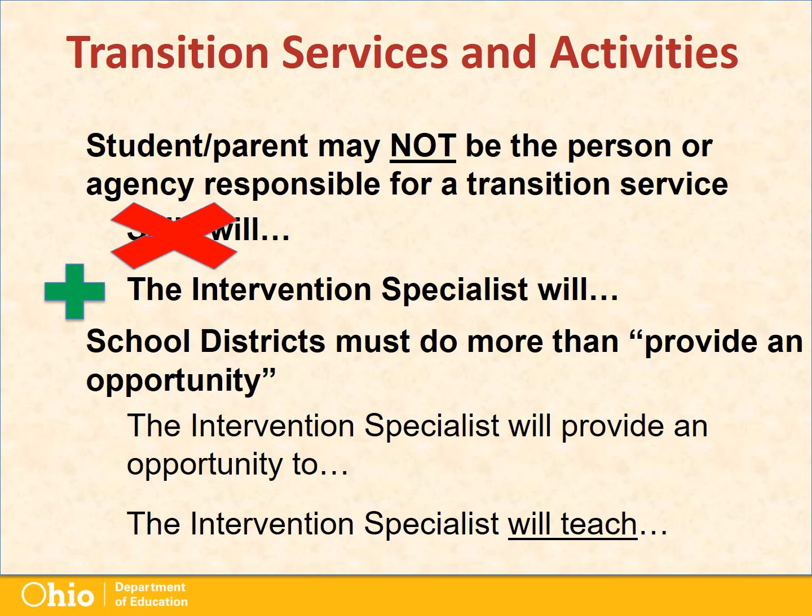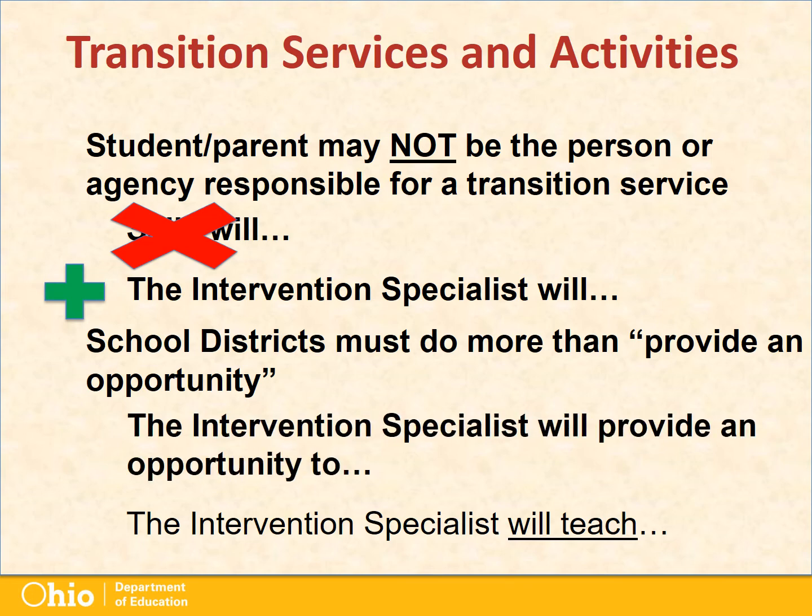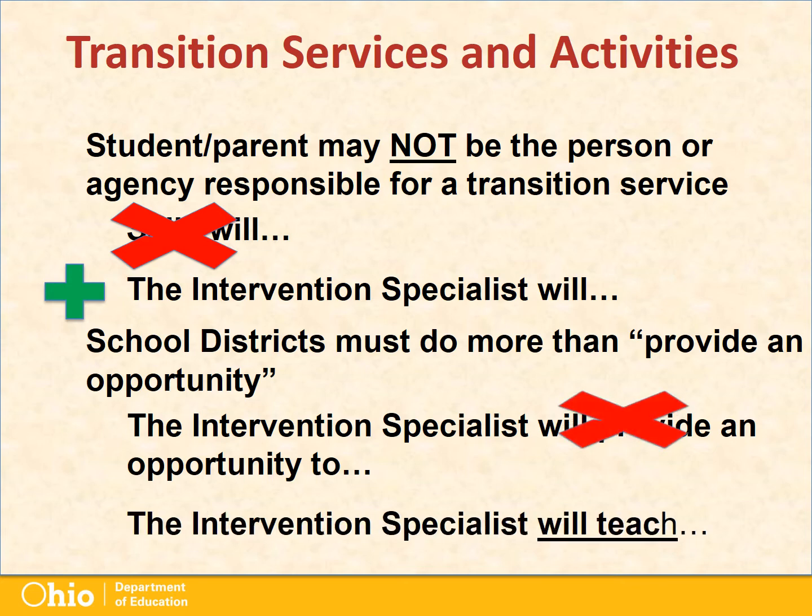School districts must be specific when describing the service they are providing to the student. For example, the statement, "The intervention specialist will provide an opportunity to do X," is too vague, as it may or may not occur. "The intervention specialist will teach X" more clearly describes the service that will take place and may be measured and documented as being completed or not completed.